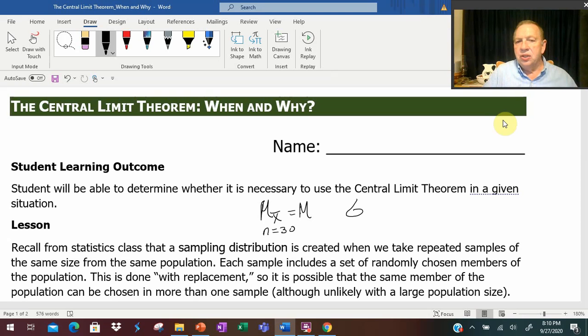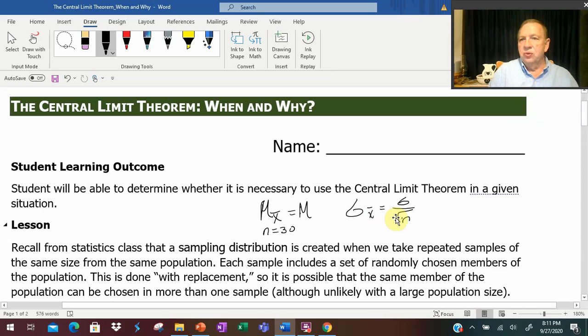Also, if I took the standard deviation of all of the x bars, it turns out to be sigma over the square root of n, where n is that sample size again. So that's the standard deviation of those means.